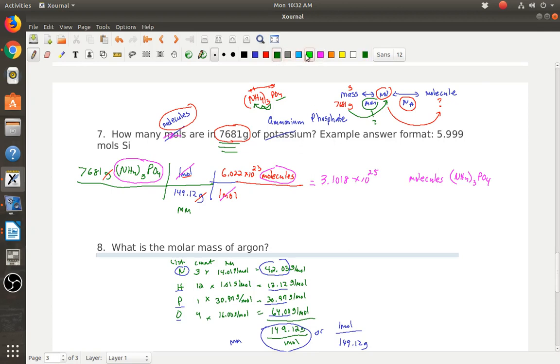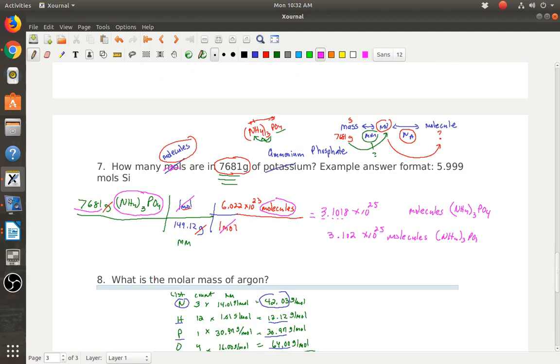I evaluate for significant figures. This one has 4 sig figs, so I need 1, 2, 3, 4. So it's 3.102 times 10 to the 25th molecules of ammonium phosphate.